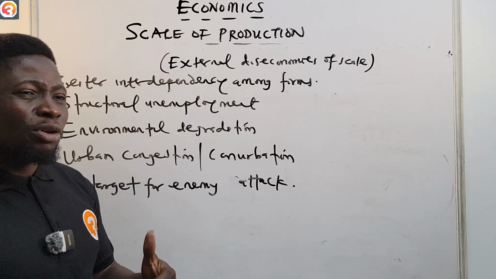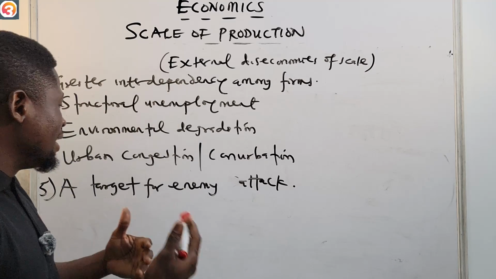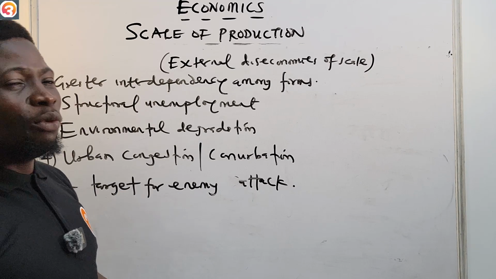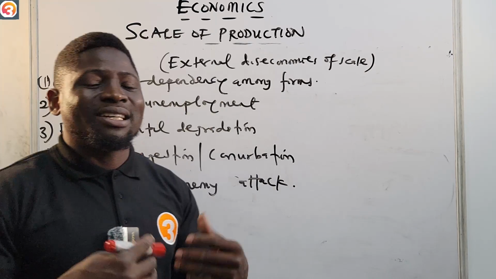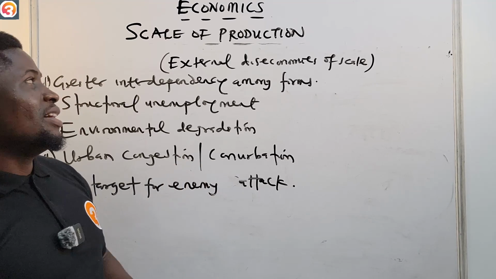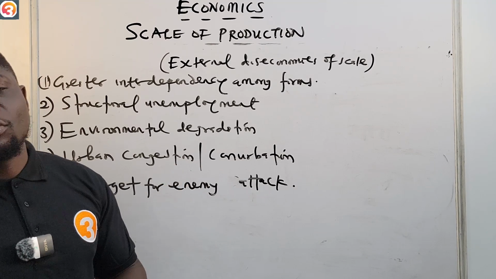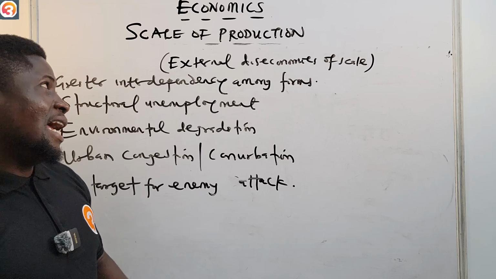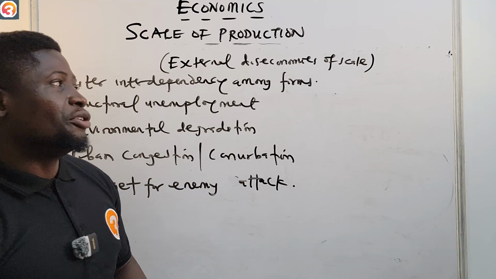All right, so they become a target for enemy attack when there's what, war or when there's what, crisis. Okay, so these are also disadvantages that large firms suffer when they localize. Okay, so we call them external diseconomies of scale.